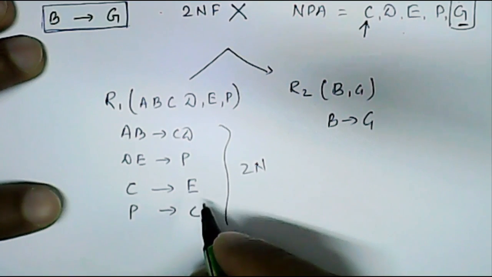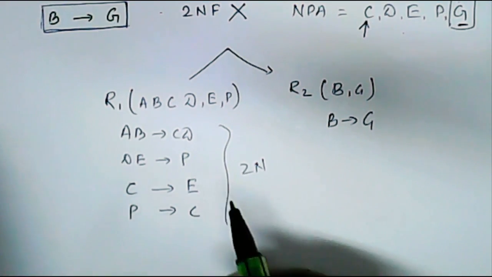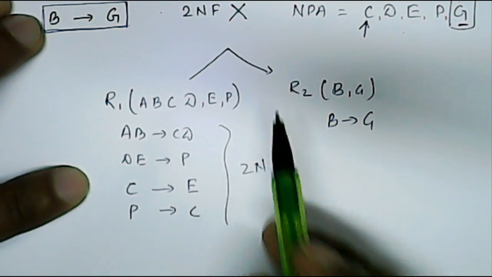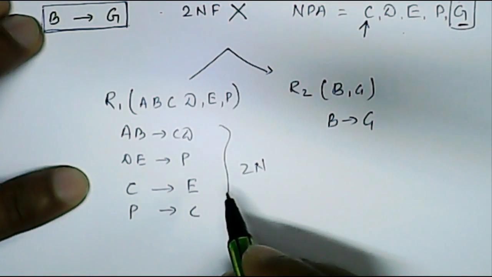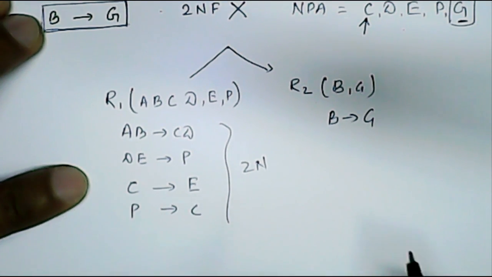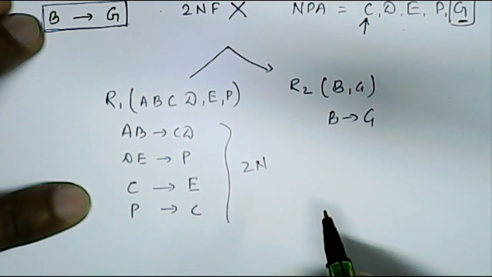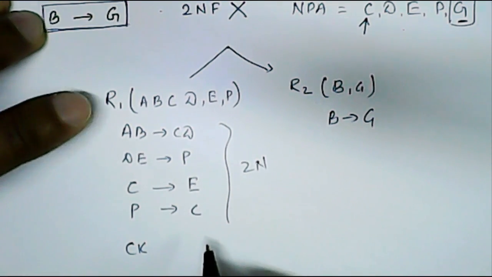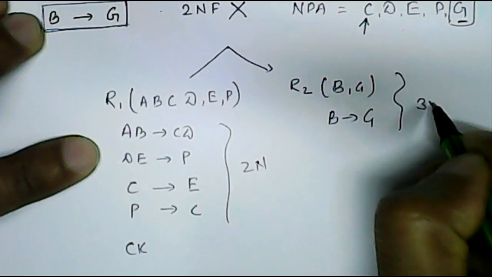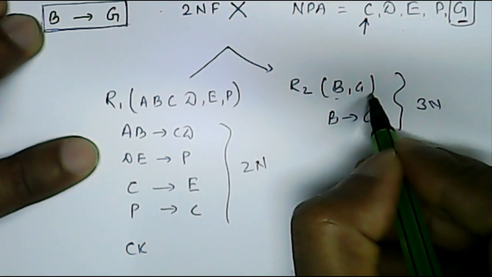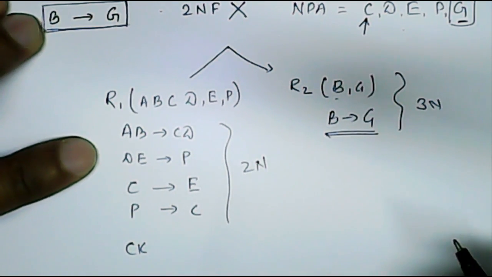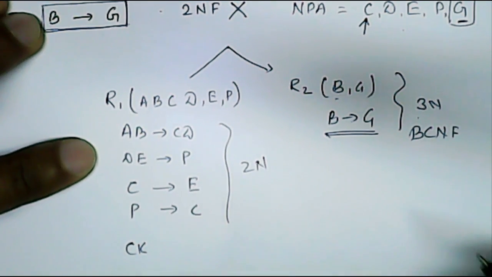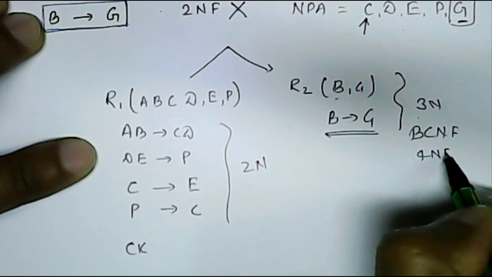Now let's check whether it is in 3NF. What is the criterion for a relation to satisfy 3NF? There should not be any transitive dependency, or any dependency between non-prime attributes. For the first relation, this is already in 3NF because there are only two attributes and only one functional dependency. So this will be in 3NF, even in BCNF, even in 4NF.